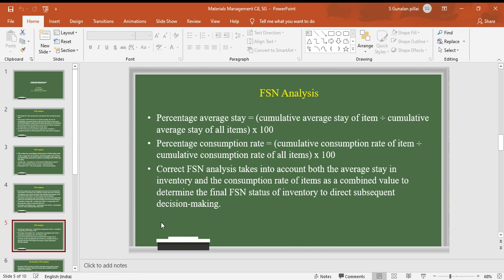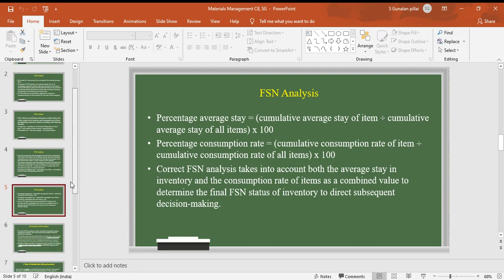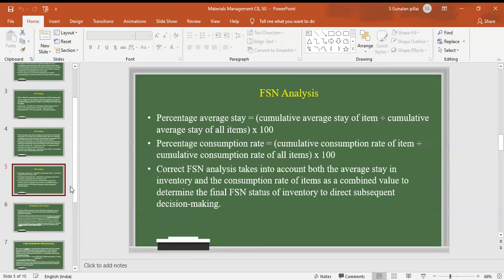That is what I already told. So to make a final decision, we need average stay, cumulative average stay, average consumption, cumulative average consumption, then percentage average stay, percentage consumption rate. These three formulas are what we now have to understand.